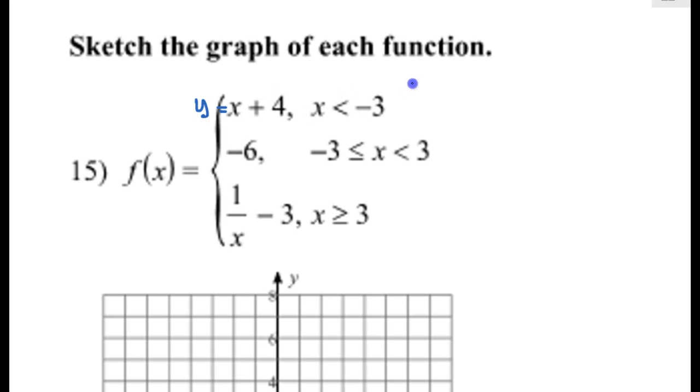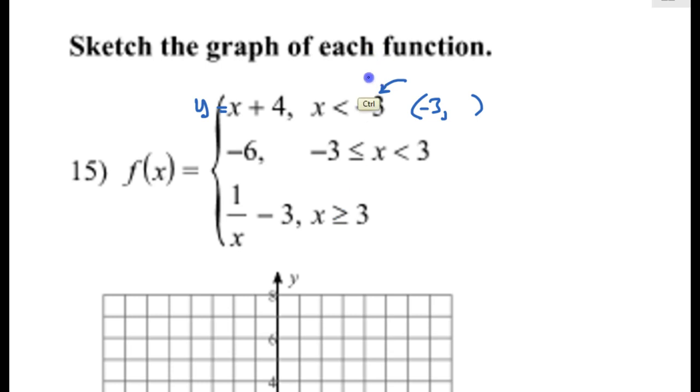Each piece is going to have at least one endpoint, and the domain, see how it says x is less than -3? That's the domain of this piece. It helps you find the endpoint because I know that the endpoint must start at -3. So the endpoint is going to be -3 comma something. I need to know the y value though so I can graph it.